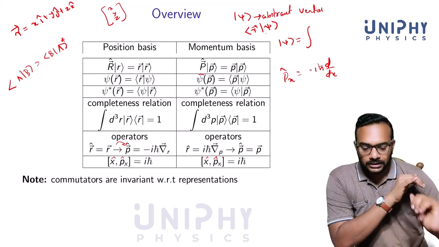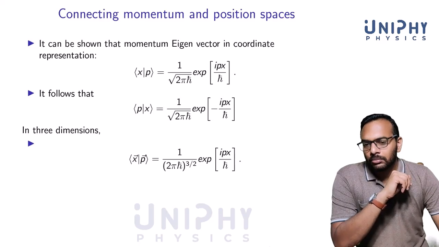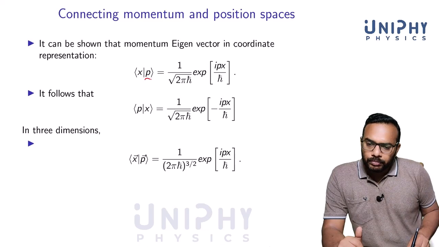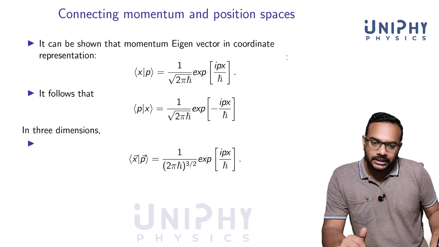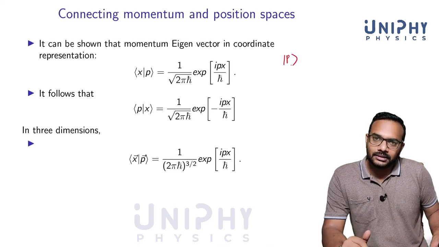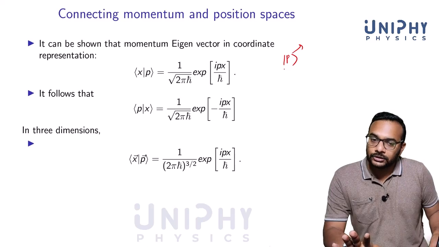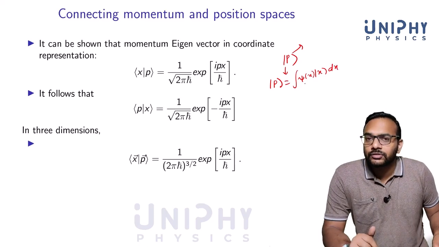Now, how do we connect the momentum and position spaces? We can start by looking at the momentum eigenvector on the coordinate basis. Is that clear? We say that P is the momentum eigenvector. But this momentum eigenvector is again a vector in Hilbert space, so you can expand it in terms of any basis, for example, the position basis.